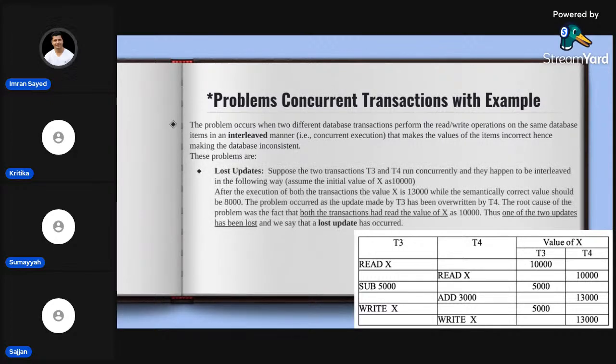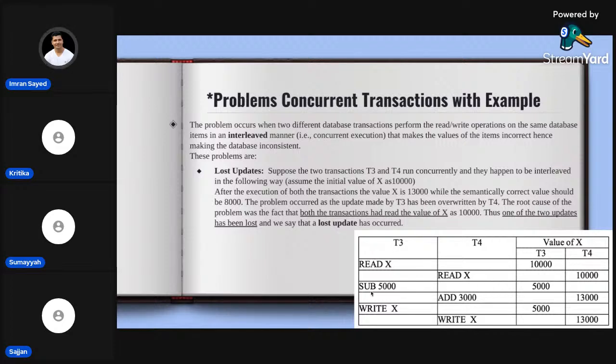These problems are lost update. In lost update, suppose two transactions T3 and T4 are concurrently running. T3 goes and reads, so the actual value of X is 10,000 at the beginning. T3 comes and reads the value, gets the value as 10,000. Then T4 comes and reads the value of X, gets it as 10,000.